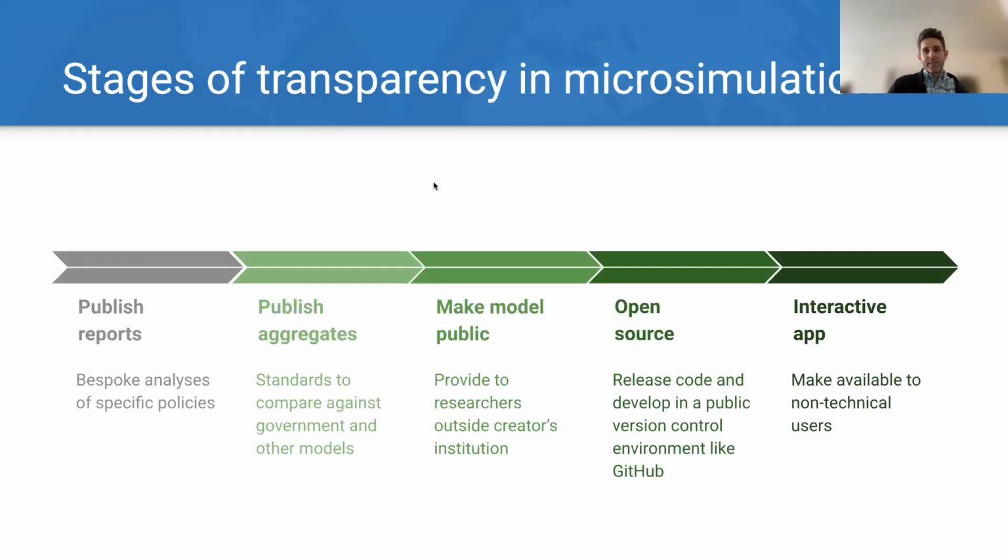And this is not exactly a spectrum, but I think we try to think of how we bring transparency to this realm by thinking of a few different stages and milestones. So publishing reports is the typical way that microsimulation models work. You really just have a specific analysis for a specific policy reform, and you might just publish that report and have some aggregate results of some microsimulation model that might be in the back end.